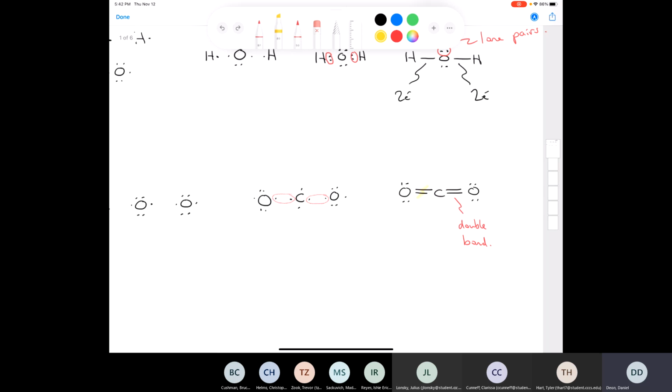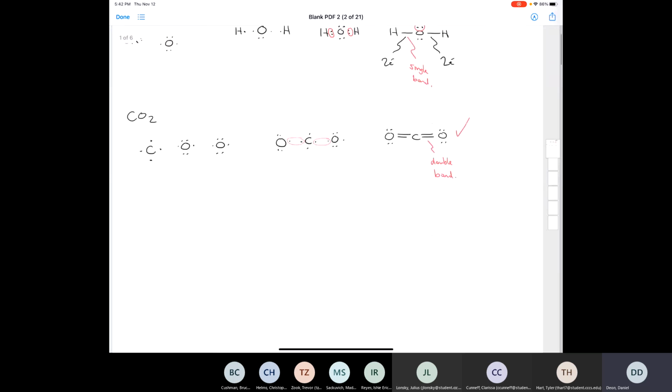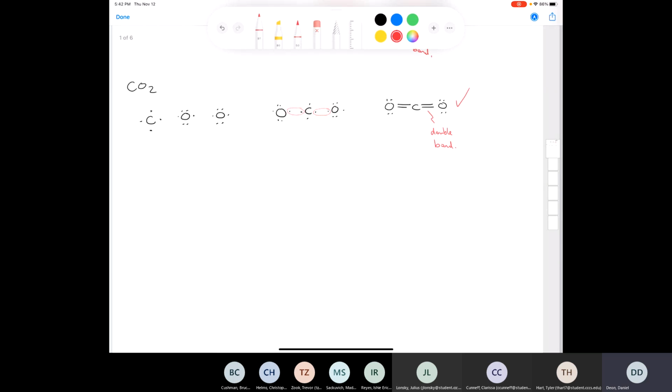So all of the elements in this Lewis structure are isoelectronic with the noble gas. So this is a perfectly correct Lewis structure. So there's a double bond. So now we've looked at single bonds, double bonds. Let's take a look at triple bonds. And there's a triple bond in a really abundant molecule on the planet Earth, and that's nitrogen.